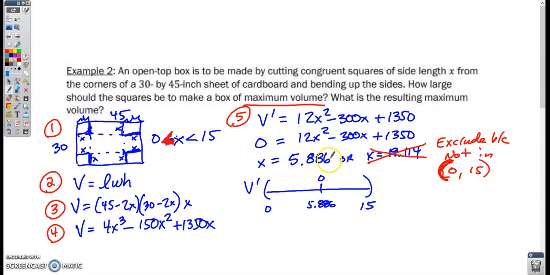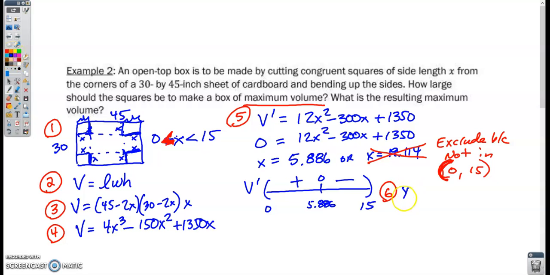And I substitute a number bigger than 5.886 into my derivative. I'll do 10. That's 1,200 minus 3,000. That's going to be negative. And I put 5 in here. Let's see, that's 300 minus 750. So that's positive. So again, looking at my sign chart, this is a max. And so now all I need to do is finish up with step 6.